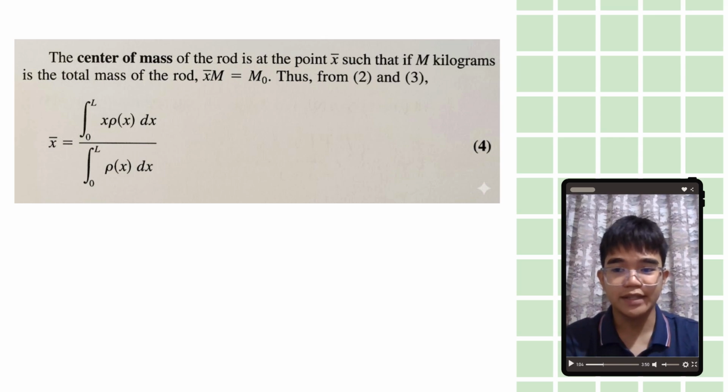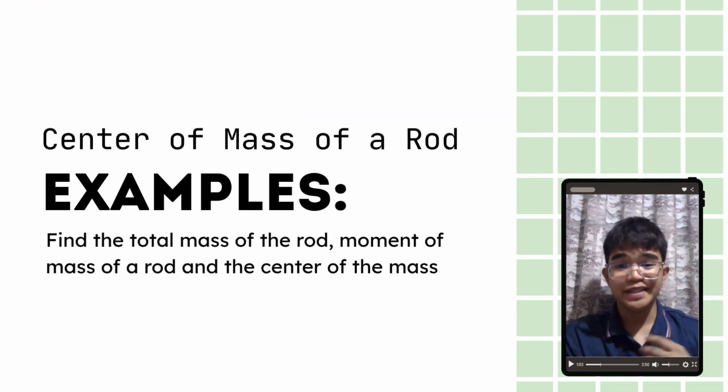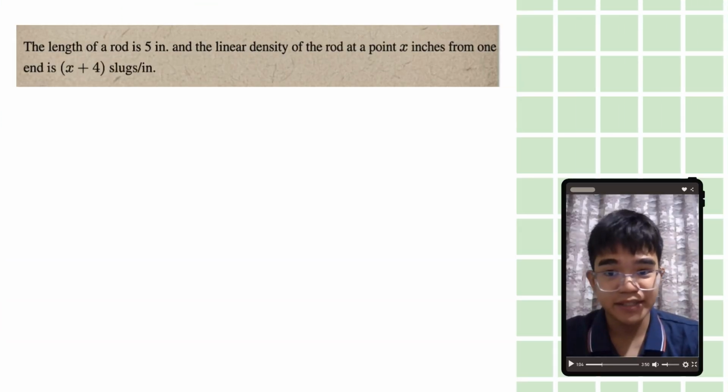Or we can read this as x bar equals to the moment of mass of a rod divided by the mass of a rod. Now, to further understand our topic, let us have these examples of center of mass of a rod. Now, we have to find the total mass of the rod, moment of the mass of a rod, and the center of the mass. Let's try this for this example.